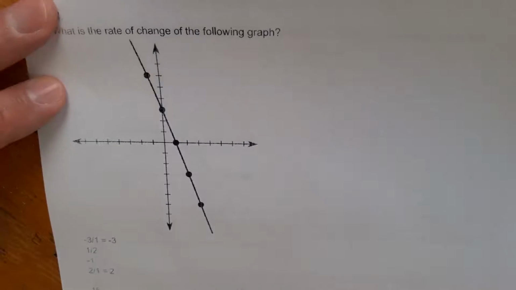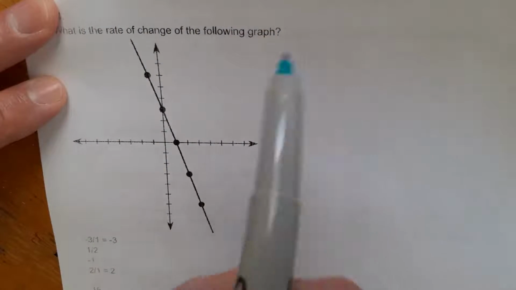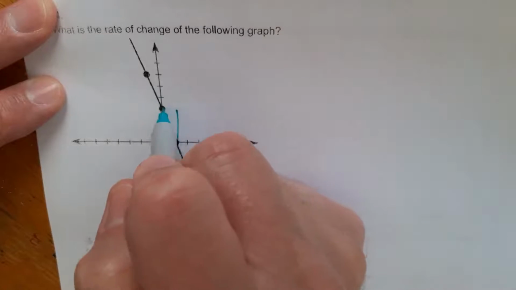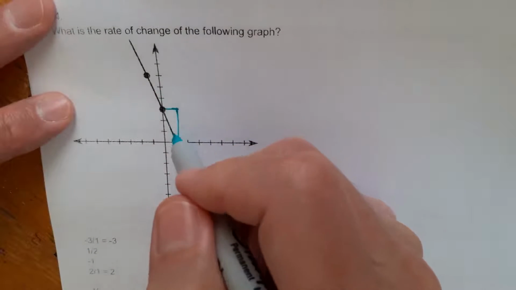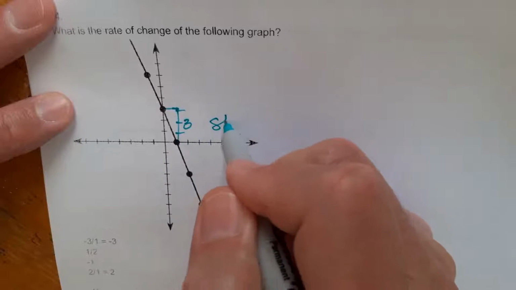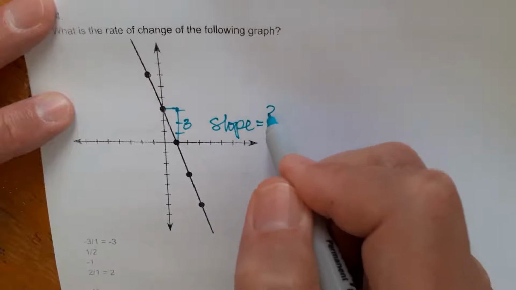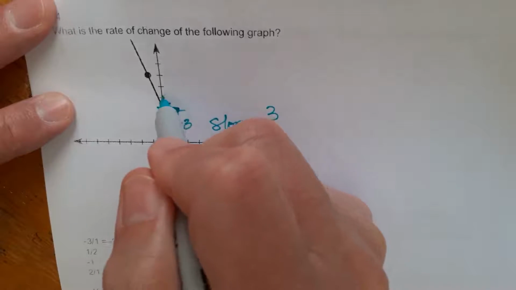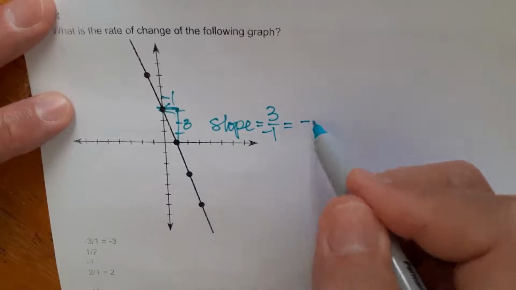What is the rate of change of the following graph? Well, this one's going to be negative because it's up to the left. We already learned about positive and negative graphs. This is going to rise 1, 2, 3. So we're rising 3. So slope equals rise over run, which equals 3 over, we had to go to the left though, so -1. This equals -3.